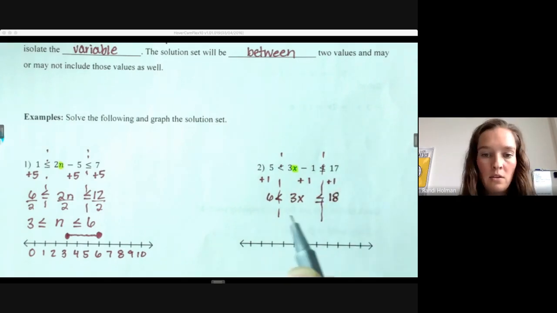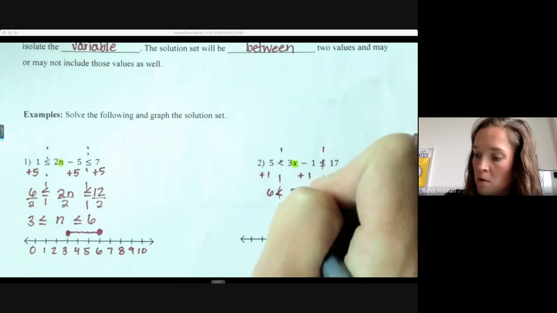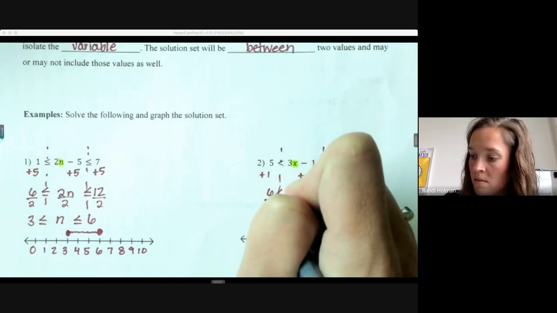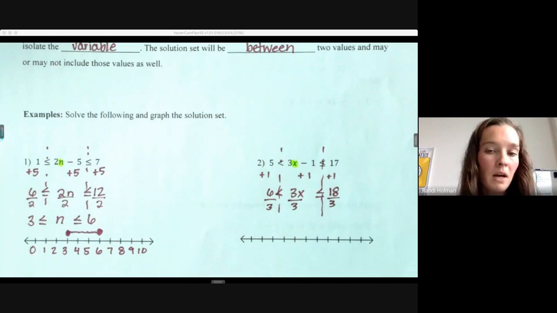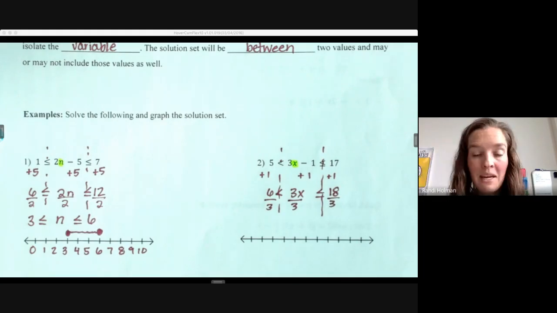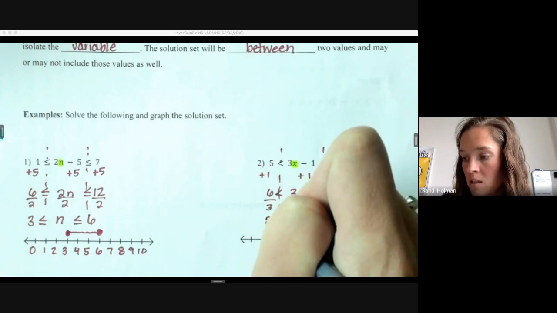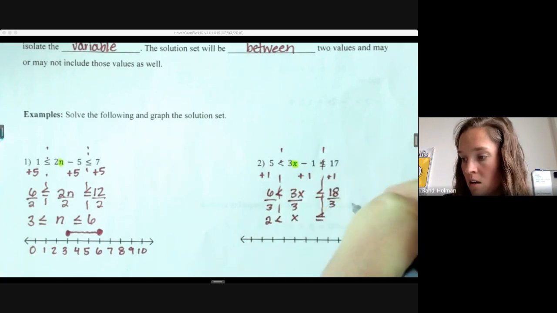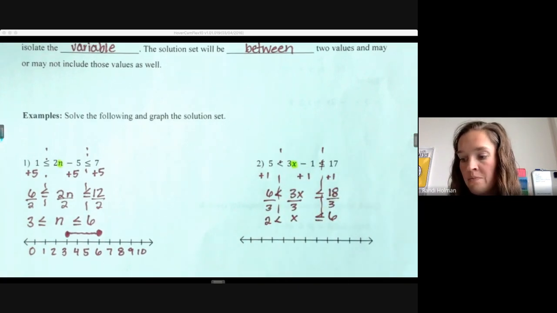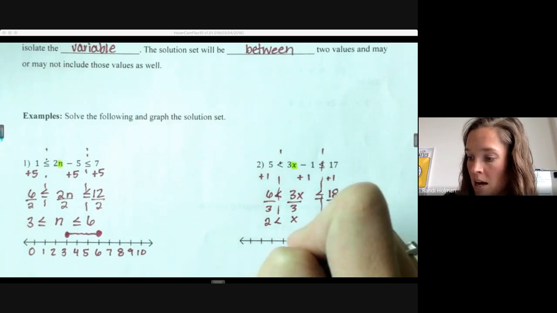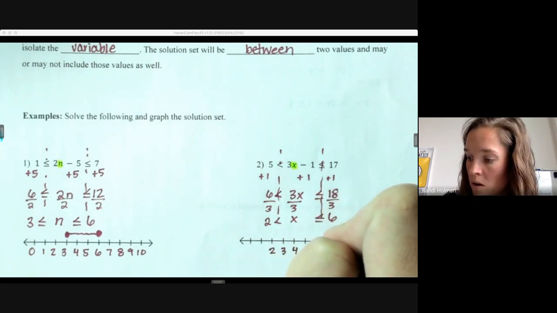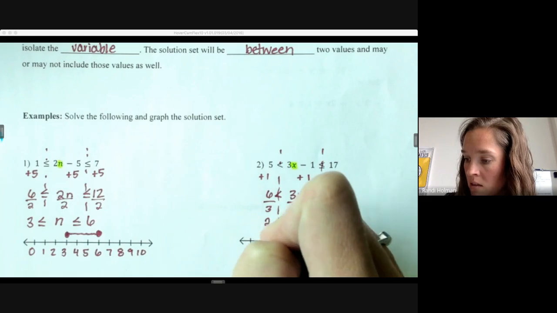Now we have 3 times x. The inverse operation of multiplication is division. We're dividing, so I'm thinking, do I need to do anything with my inequality symbols? In this case, no, because we're dividing by a positive. So we get 2 is less than x, which is less than or equal to 6. Again, we know we need to have 2, 3, 4, 5, and 6.